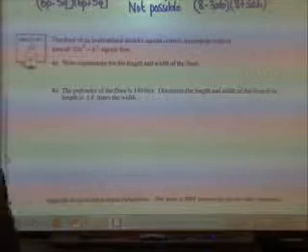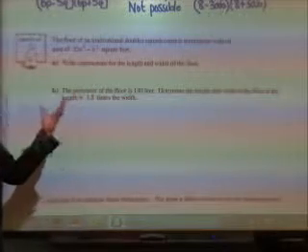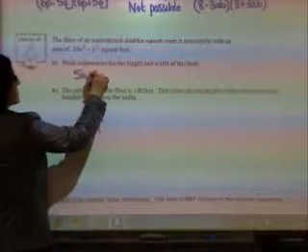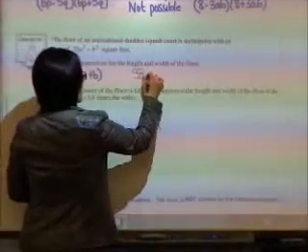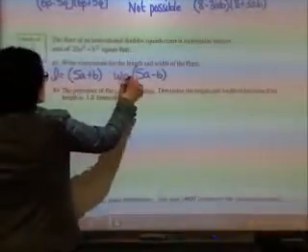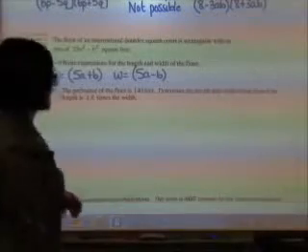Class example number 3. The floor of an international double squash court is a rectangle that has an area of 25a squared minus b squared feet. If I have to write expressions for the length and the width, it means if this is the area, factor it. So 2 factors. This is the difference of squares. So 5a plus b and 5a minus b. Let the length be one and the width be the other. The perimeter of the floor is 140 feet. Determine the length and the width if the length is 1.8 times the width.